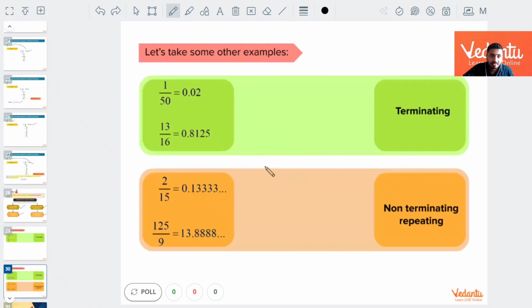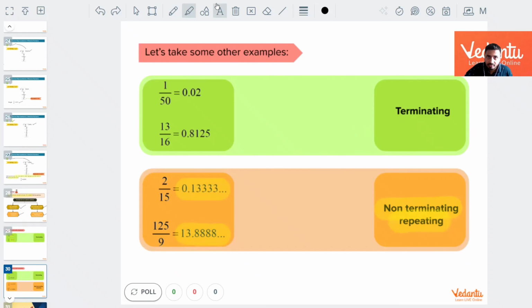Next example, 2 by 15. See, 2 by 15 is non-terminating repeating. Non-terminating repeating means it is not ending, and 3 is repeating in this. Have you seen? 3 is going to repeat again and again, and it is not ending. So this is a non-terminating and repeating example. Now 125 by 9. On dividing 125 by 9, what are we going to get? 13.8888 and so on. It is not going to end. It is non-terminating, and the number 8 is repeating. Clear? Anybody having any doubt?